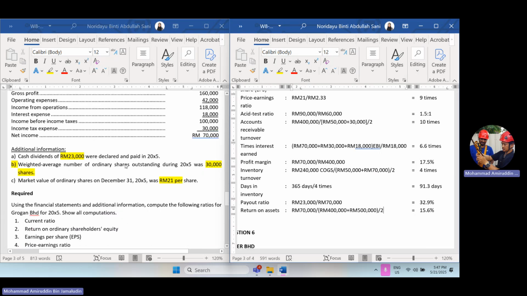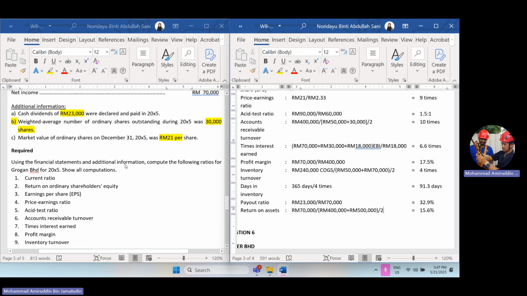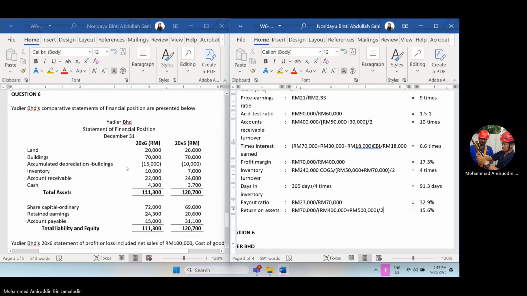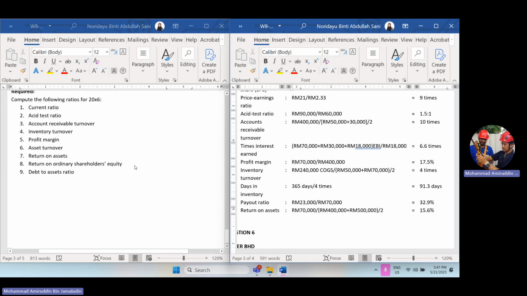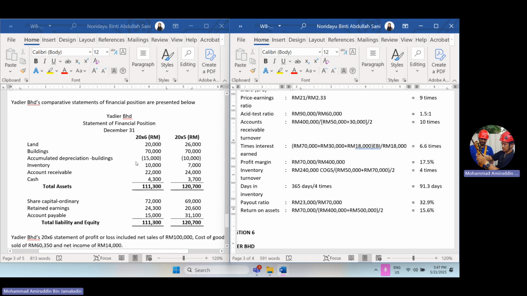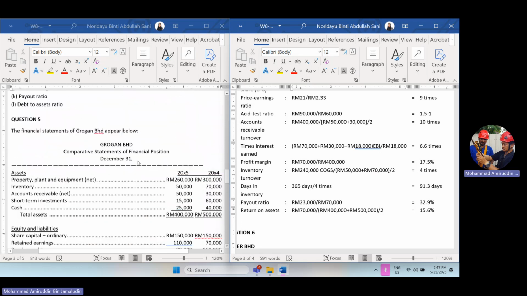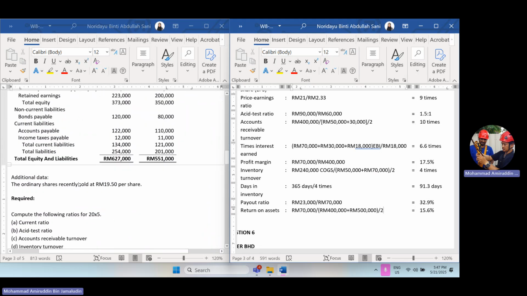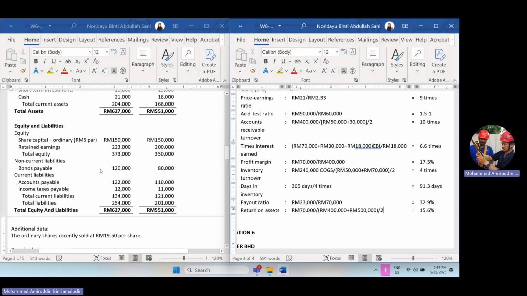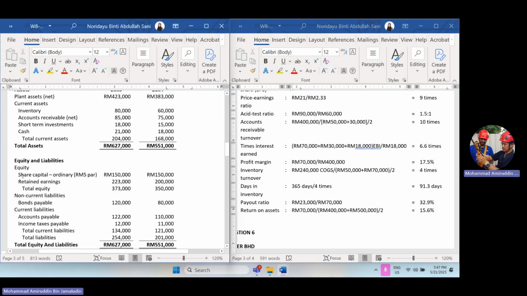I think I stop here. You can try question 6, similar to question 5. The only thing I want to highlight is on question 4, the share price from just now. In the additional information, I don't get the number of unit shares. But from this item, I can know how many units.